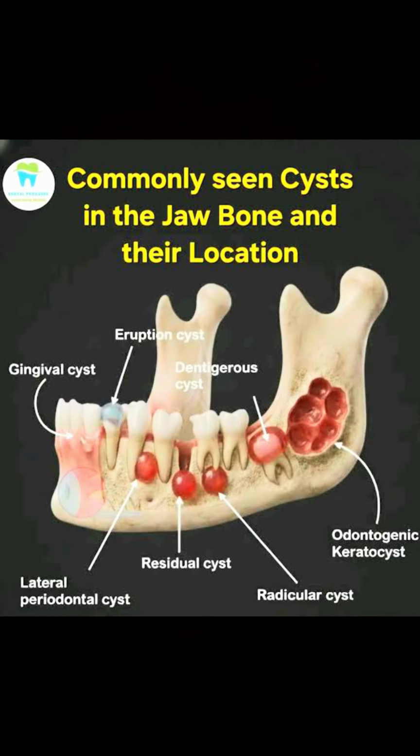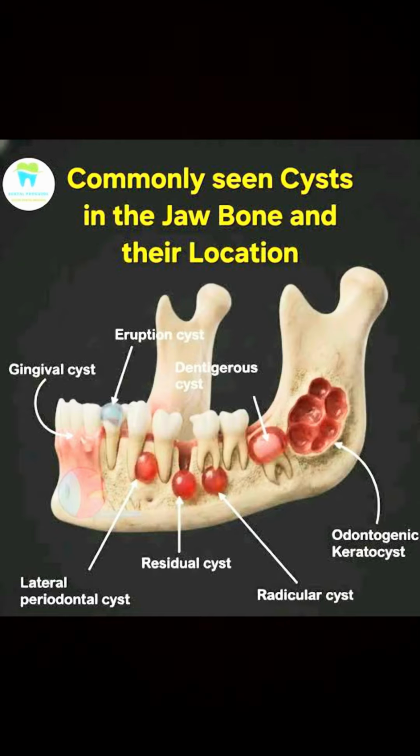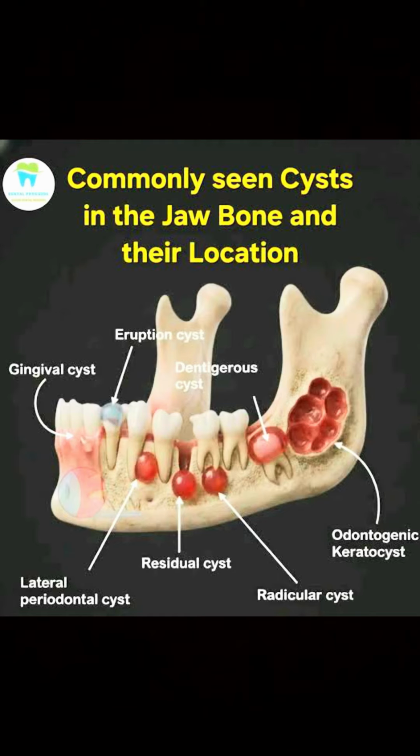Radiographic appearance: a unicystic radiolucent lesion, for example radicular cyst or dentigerous cyst. A multilocular radiolucent lesion, for example ameloblastoma or OKC. A mixed radiolucent-radiopaque lesion is seen in odontoma. Lesions seen as multilocular radiolucencies are odontogenic keratocyst (OKC) and ameloblastoma.